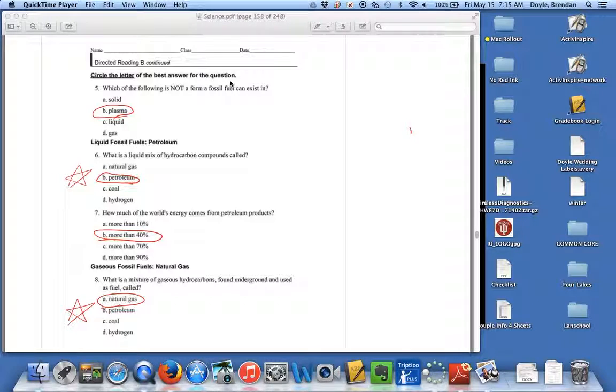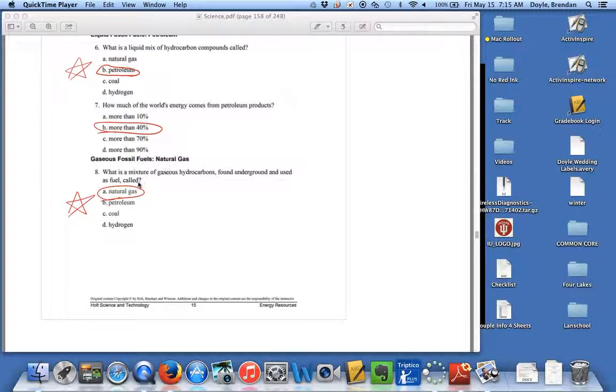Which of the following is not a form of fossil fuel? Plasma. So it could be solid, it could be liquid, it could be gas. A liquid fossil fuel is petroleum. We call that oil too. 7, much of the world's energy comes from petroleum products. 40% of the world's energy comes from petroleum.